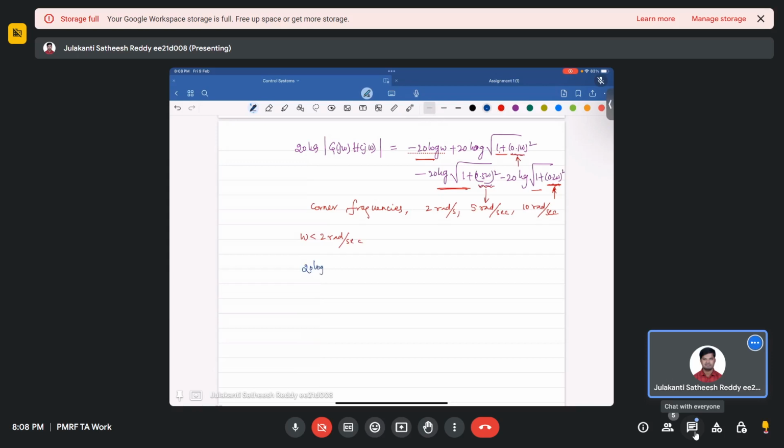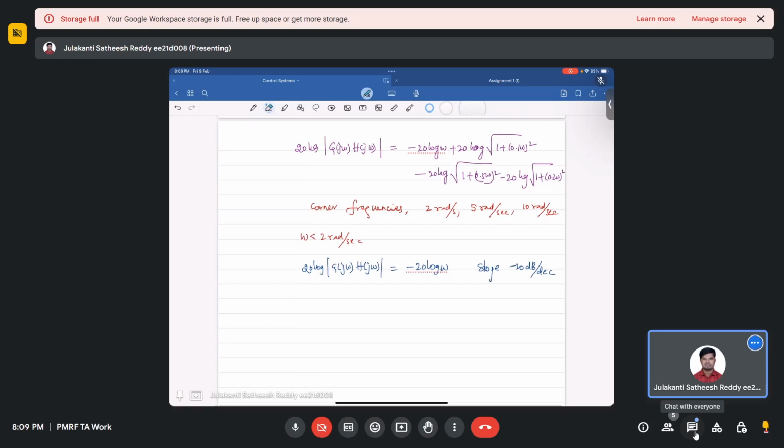20 log of the magnitude of G(j omega) H(j omega). This component will be very small, so I can neglect it and it becomes 0, 0, 0. So what is left? 20 log omega. If you differentiate with respect to log omega, what is the slope? It is minus 20 dB per decade. On the log scale, you differentiate 20 log of G(j omega) H(j omega) by d log omega, and you get minus 20.